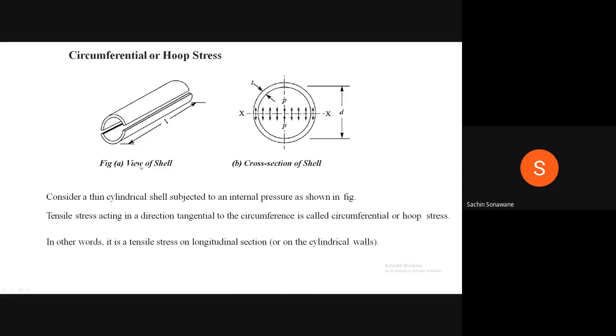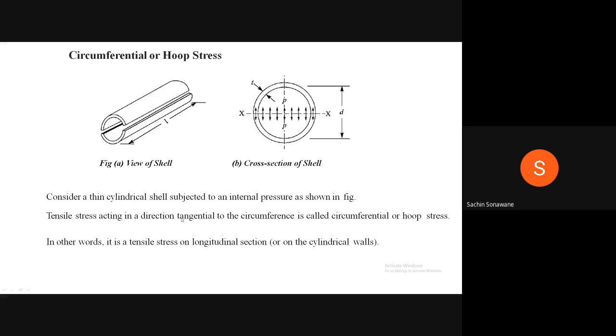This is the view of the shell. L means length, D is the inside diameter, P is the pressure, and T is the thickness. This is the cross section of the shell. Consider a thin cylindrical shell subjected to an internal pressure as shown in the figure.